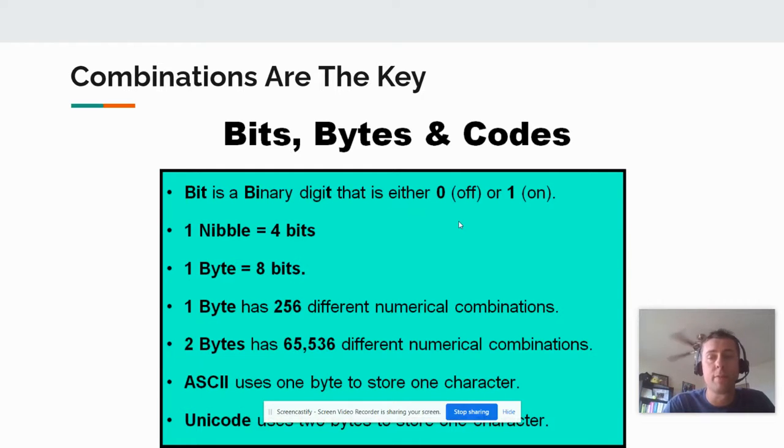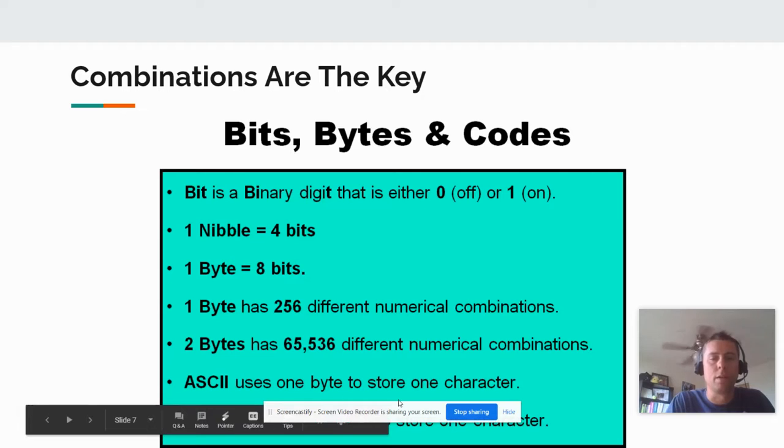2 bytes of memory, if we just double it, we don't just double the amount of numbers we get. We increase it by a huge amount. We get 65,000 different numerical combinations, which is insane. And when we introduce more than 2 bytes, like say 4 bytes or 8 bytes, we get huge amounts of information that we can represent.